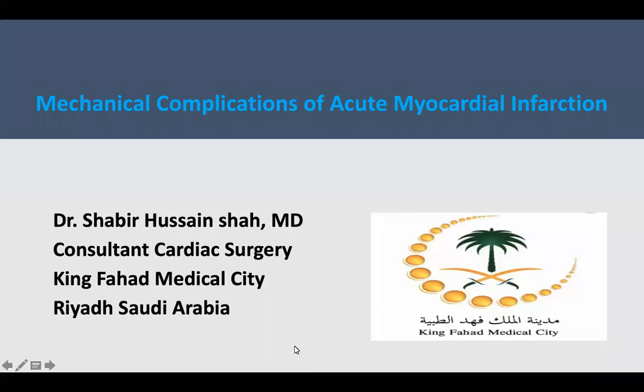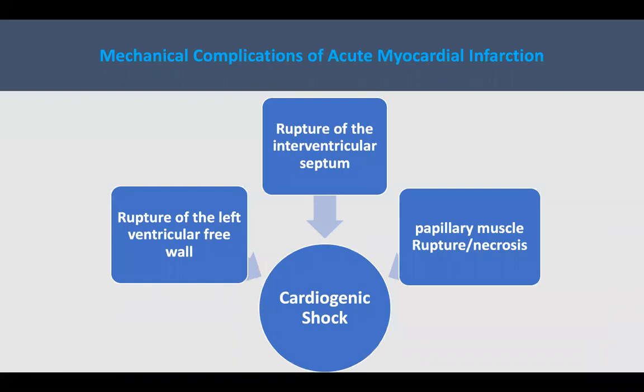So today we'll discuss the mechanical complications of acute myocardial infarction. First, we'll have an overview of all the mechanical complications: interventricular septum rupture, then rupture of the free wall of the ventricle, and third, papillary muscle rupture or necrosis. We'll give an overall picture of the current status, the incidence and the outcome. Then we'll focus on the most common complication, which is rupture of the interventricular septum.